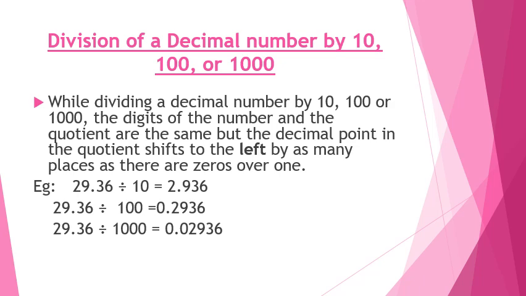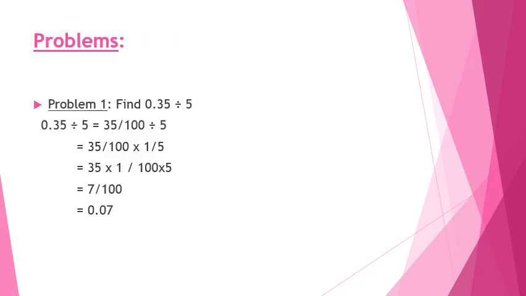29.36 divided by 1000. 1000 has three zeros. So the decimal point is going to shift three digits towards the left. And the answer becomes 0.02936. So this was division of decimal numbers. Let's quickly go through some problems so that you can understand how we solve them.